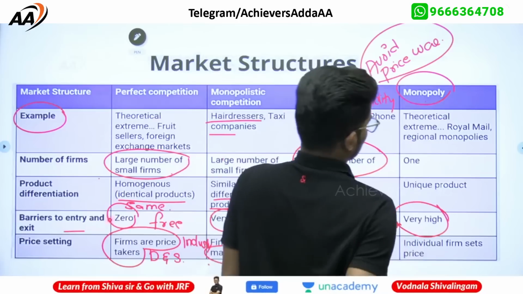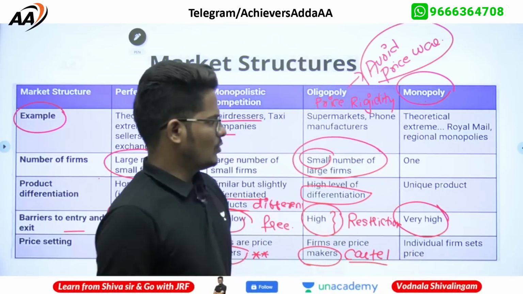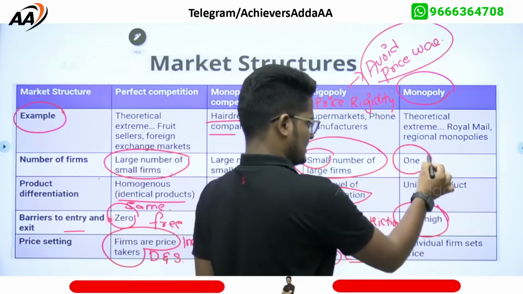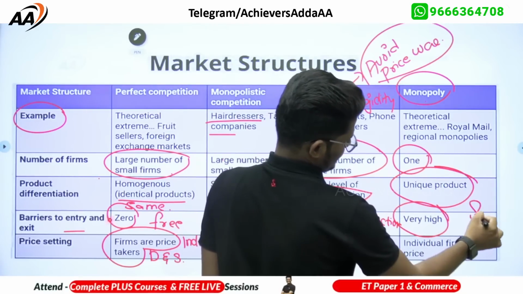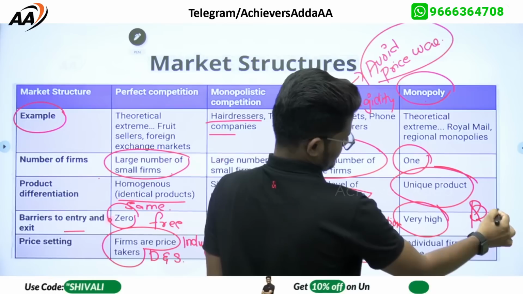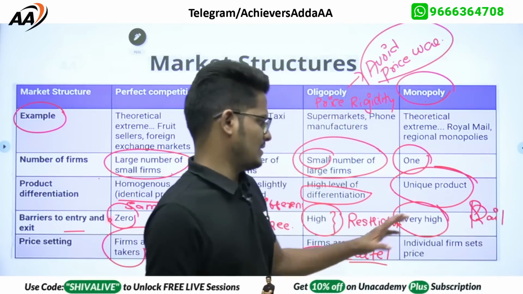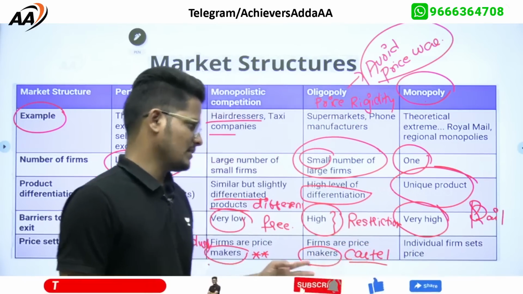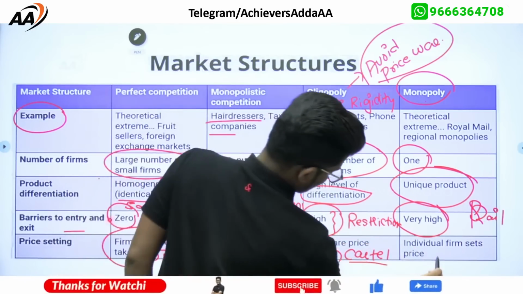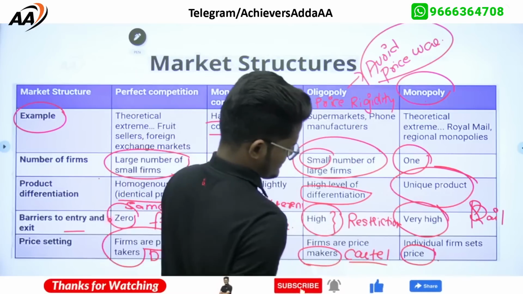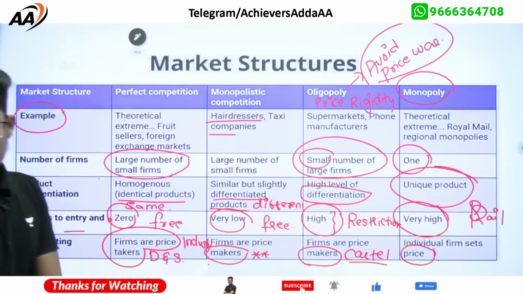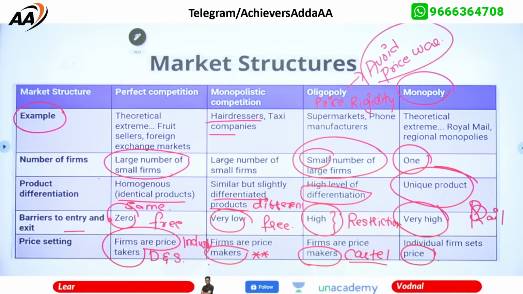And monopoly. Here monopoly is only a single seller. A unique product will be sold. Best example is our railway. So entry and exit is very high and will not be that easy. An individual firm sets the price. Yes, the monopoly is the one who will set the price in the monopoly market.